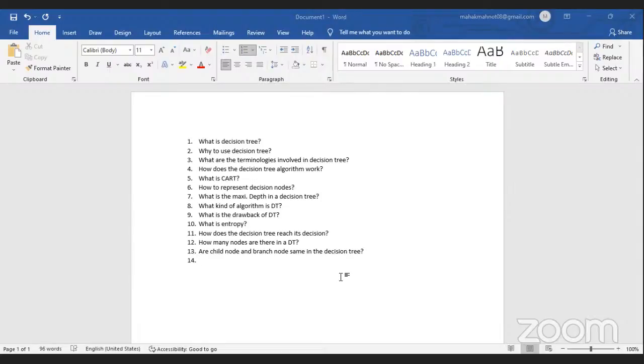Yes or no? Are they the same, or do they refer to different values? Yes, they are the same. Child node and branch nodes are the same. They both refer to the same value, whether you call the node a child node or a branch node. Okay, then.